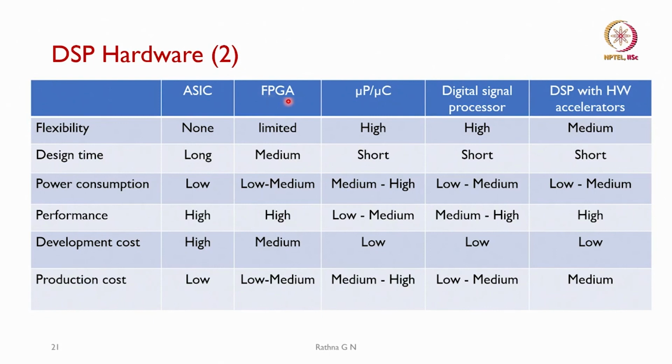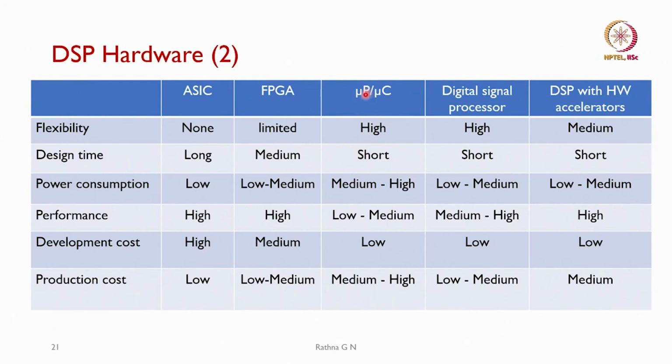Coming to FPGA, field programmable gate arrays, we have limited flexibility compared to ASIC. We have some flexibility, and our design time is medium, power consumption is going to be low to medium, performance is going to be high, equivalent to ASIC, development cost is going to be medium, and production cost will be in the low to medium range.